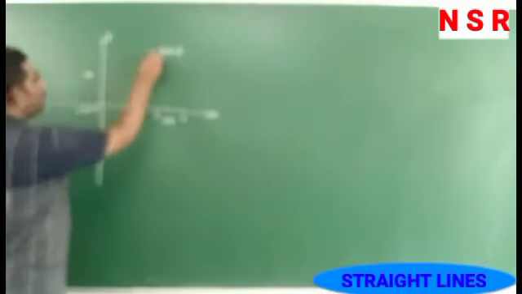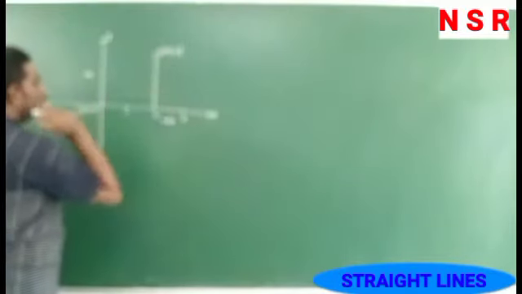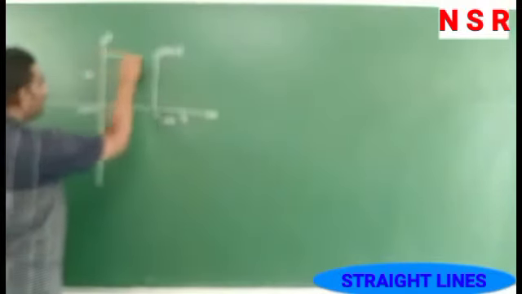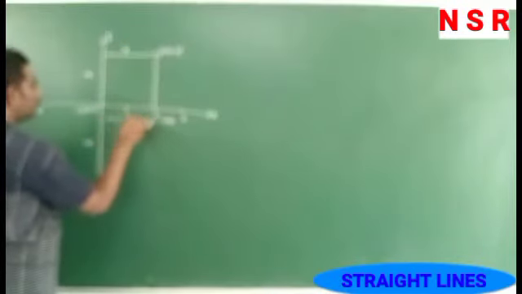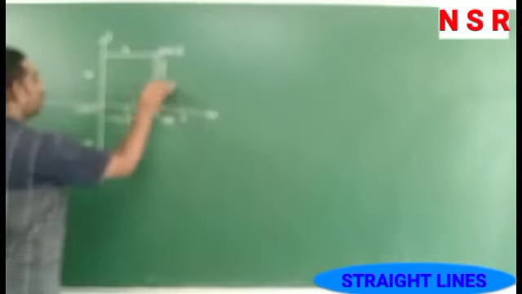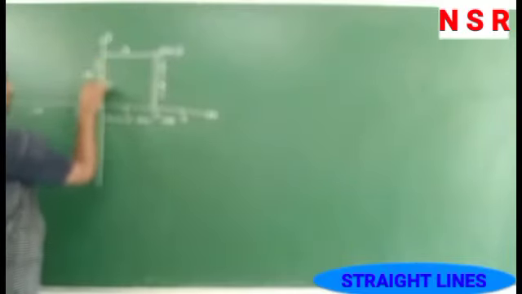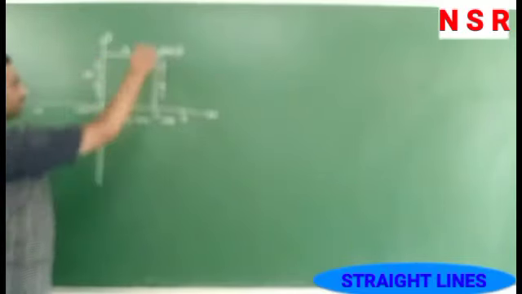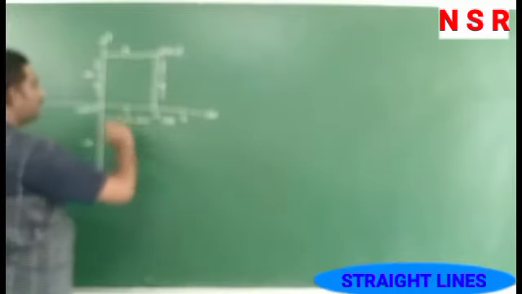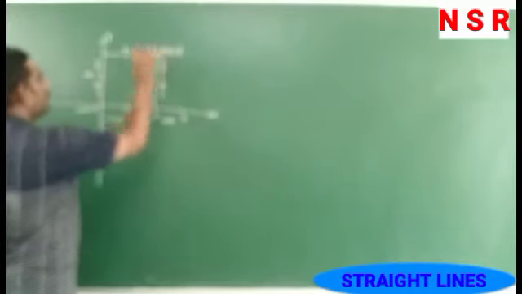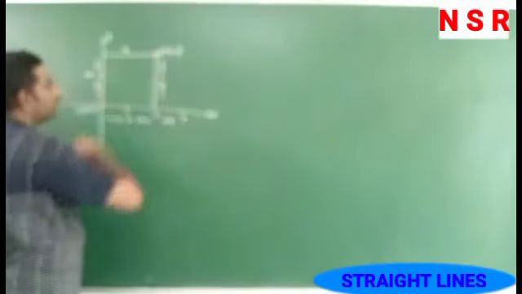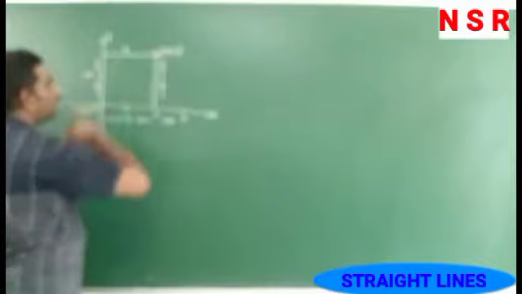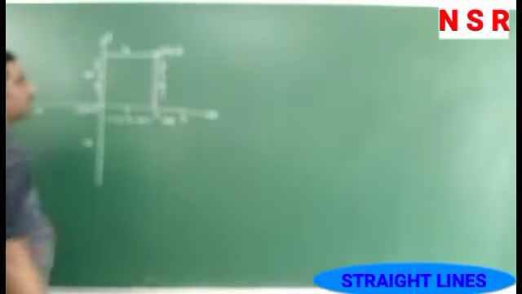The distance from P to the x-axis is y and the distance from P to the y-axis is x. Observe carefully: this is the distance x and this is the distance y. This x and y distance gives the point P, denoted (x, y). This is the x coordinate and this is the y coordinate. The x coordinate is also known as the abscissa and the y coordinate is also known as the ordinate.